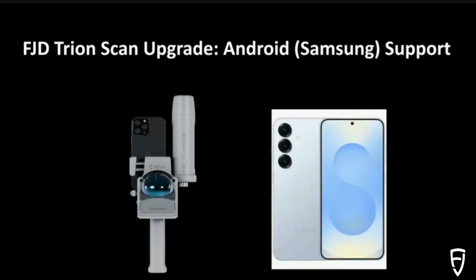And then let's move to FJD Trion Scan upgrade. So for the V4E LiDAR, scanning used to be available only on iPhone, as most of you know. So right now with Trion Scan new version, it supports 3D scanning on Android as well. Currently, it is available on selected Samsung Galaxy models from S20 to S25. This gives field teams more flexibility and also reduces reliance on a single platform.